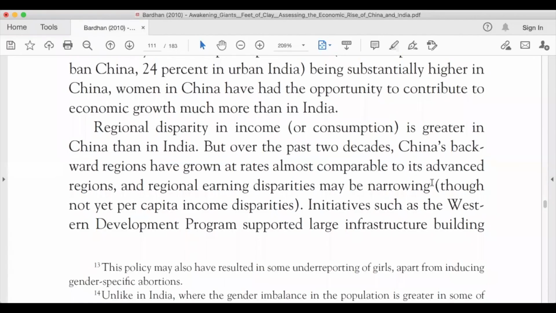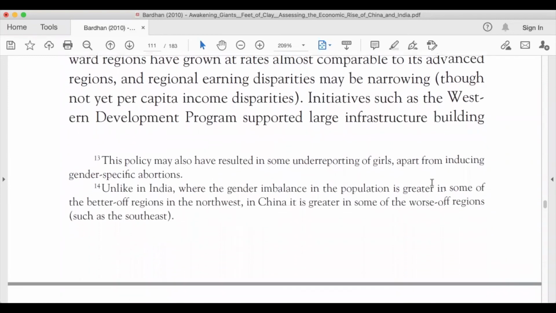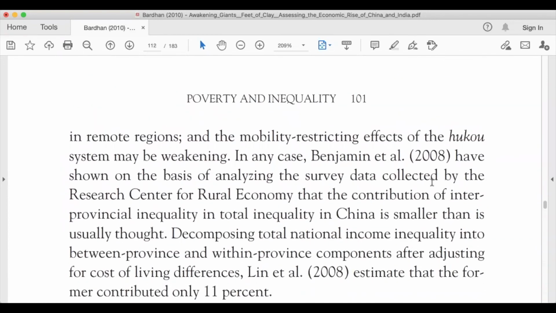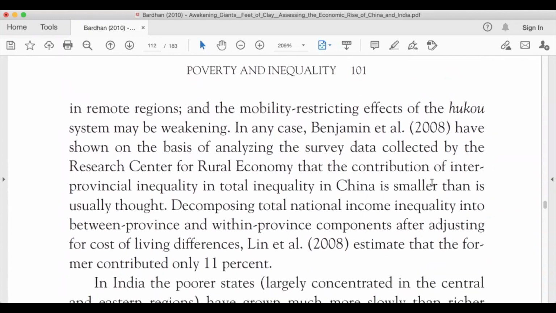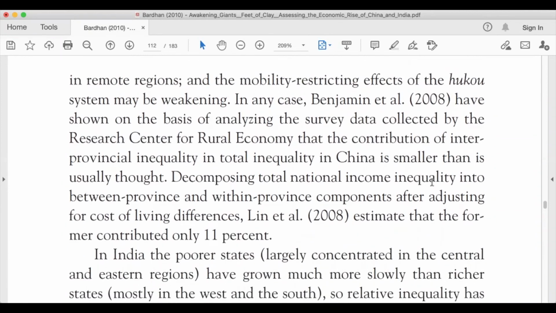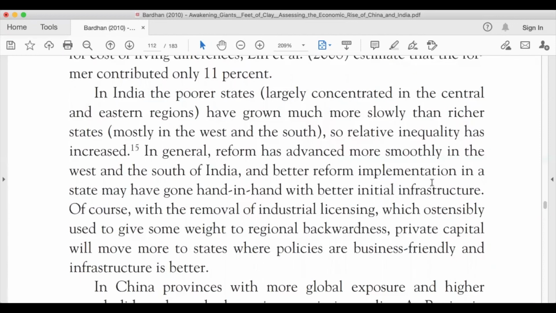Regional disparity in income or consumption is greater in China than in India. But over the past 2 decades, China's backward regions have grown at rates almost comparable to its advanced regions, and regional earning disparities may be narrowing, although not yet per capita income disparities. Initiatives such as the Western Development Program supported large infrastructure building in remote regions, and the mobility restricting effects of the hukou system may be weakening. In India, the poorer states, largely concentrated in the central and eastern regions, have grown much more slowly than richer states, mostly in the west and south. So relative inequality has increased.